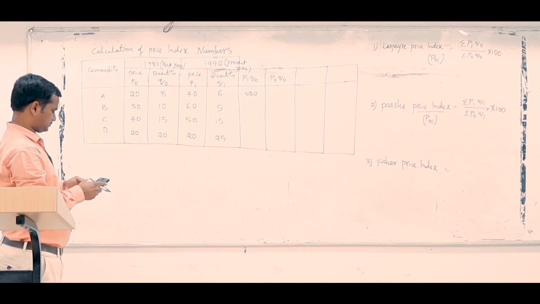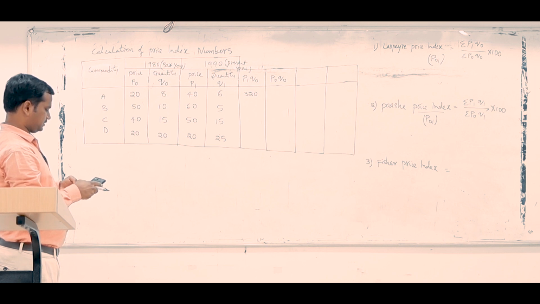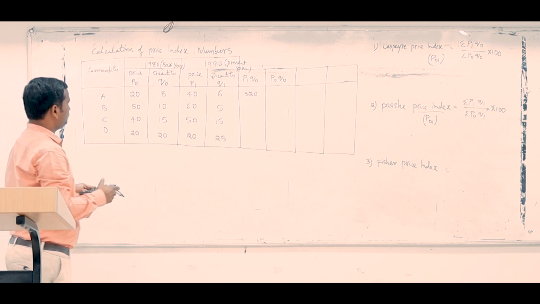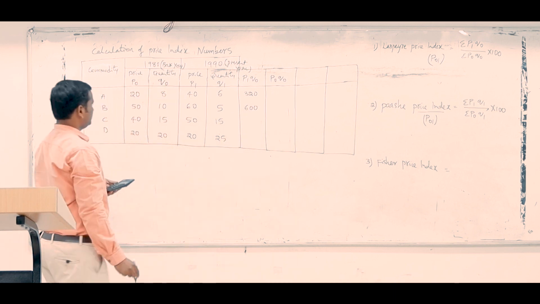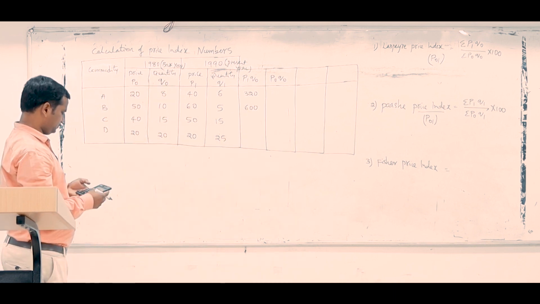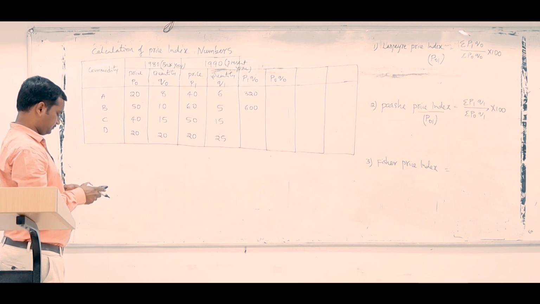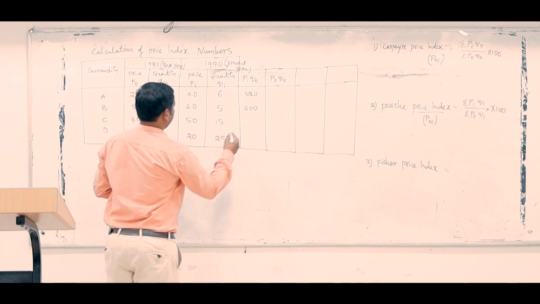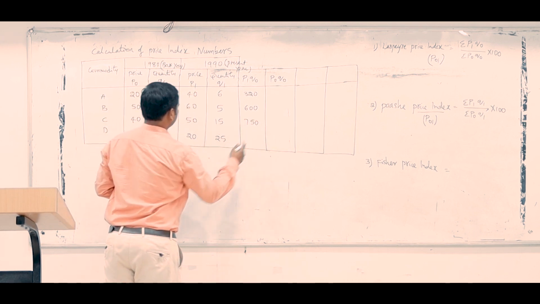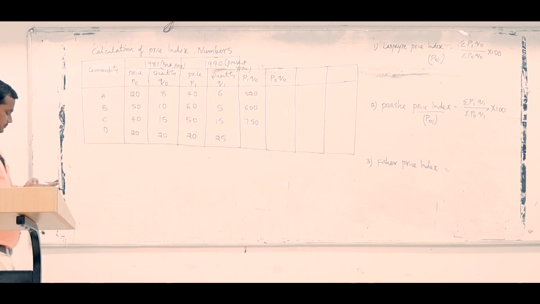The second one is 10 into 60, it will be 600. The next one is 15 into 50, it will be 750.